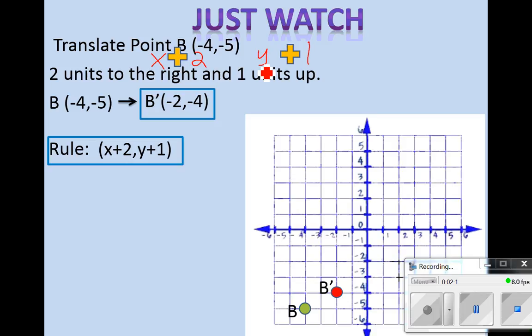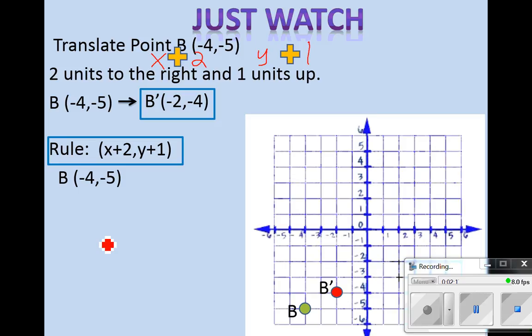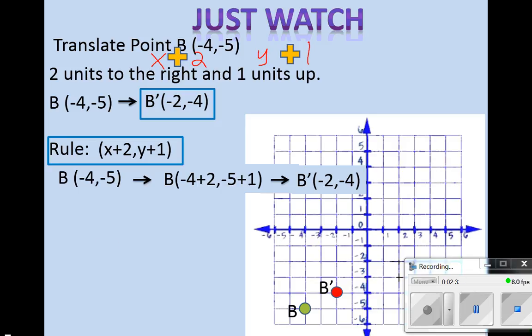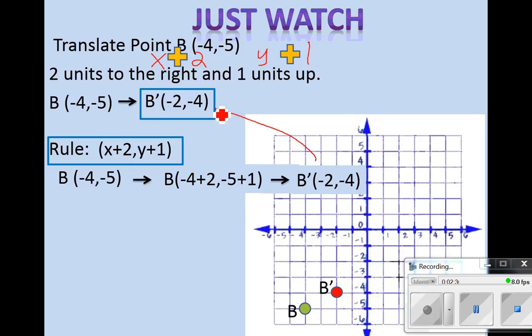To keep going with this, I'm going to show you how we apply it to the ordered pairs. If you start with -4, -5, and you add 2 to the x, add 1 to the y, that's what I've done there, and you solve those integer problems, you get our final answer that we got up here. So you can do it mathematically as well.